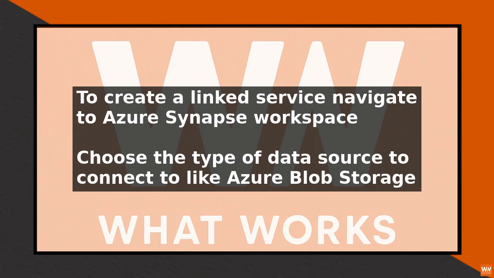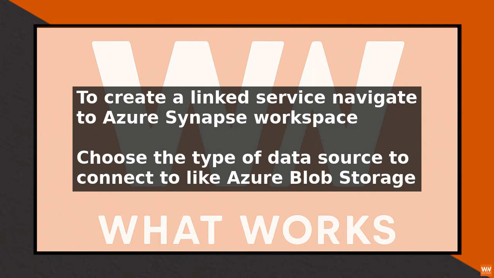Step 2. Configure the link service. Configure the link service by providing the necessary connection details, such as the account key, server name, and database name. You can also specify additional settings, such as the authentication method and the data format.